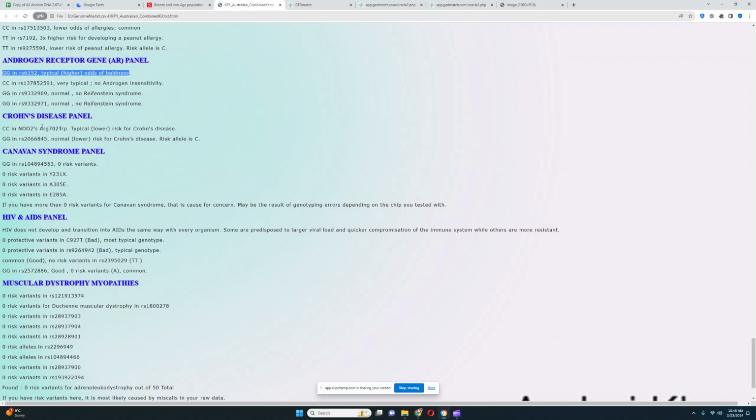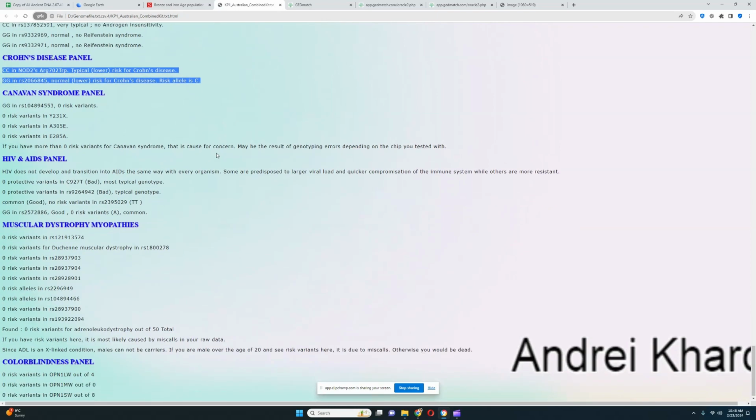Okay, for Crohn's disease, looks like no risk variants for Crohn's disease. There's three variations that contribute the most to Crohn's disease risk, and I wrote them out here. So he's got genotypes for 2 out of 3, which is really good to see. For Canavan syndrome, zero risk variants for that.